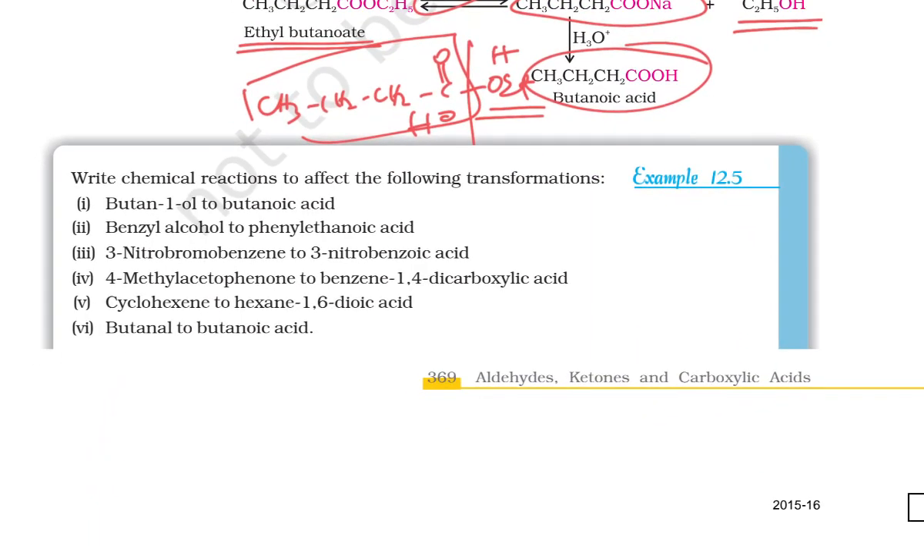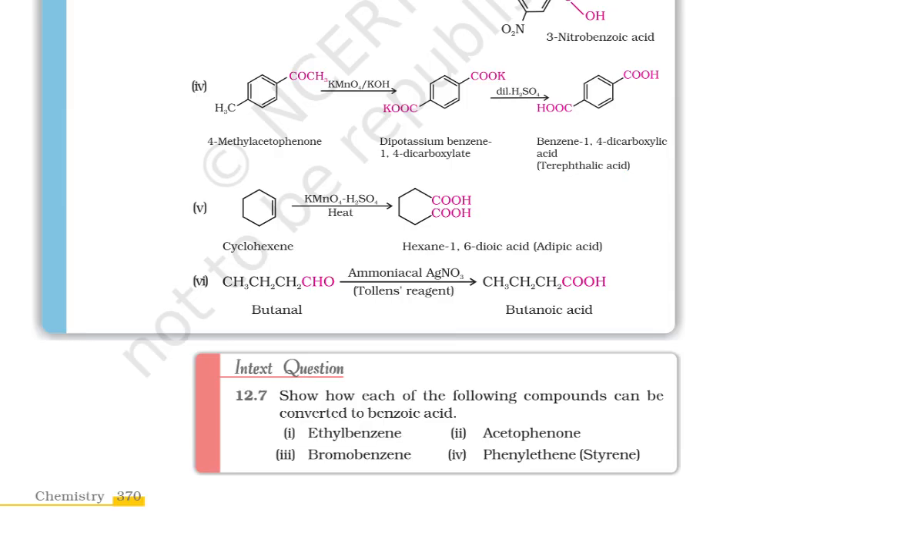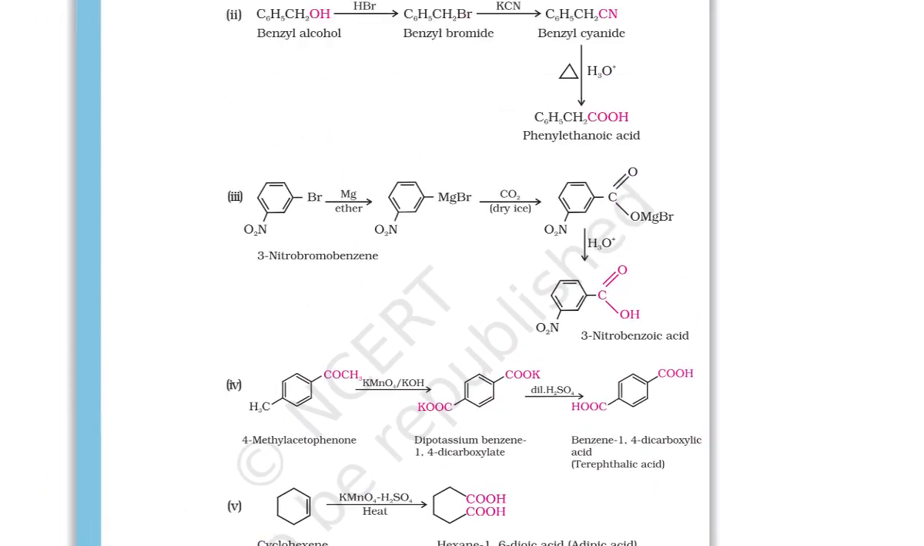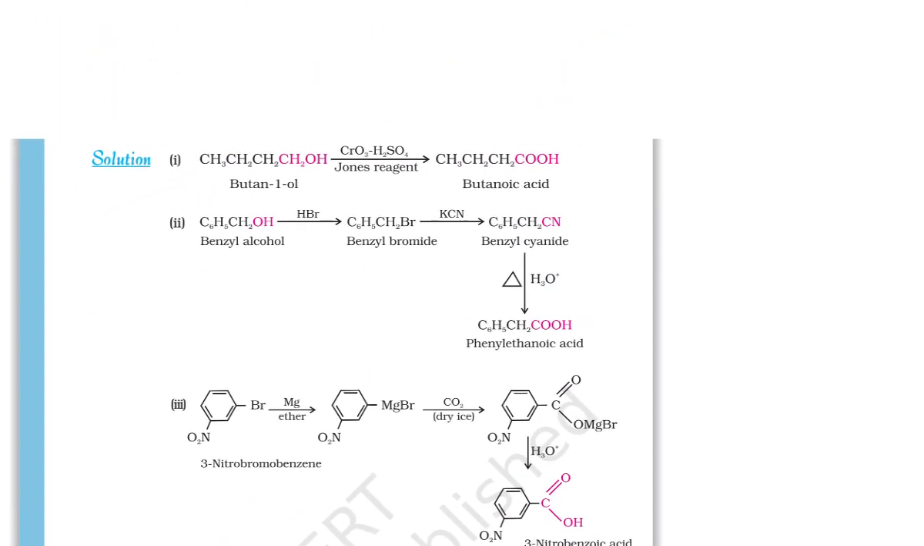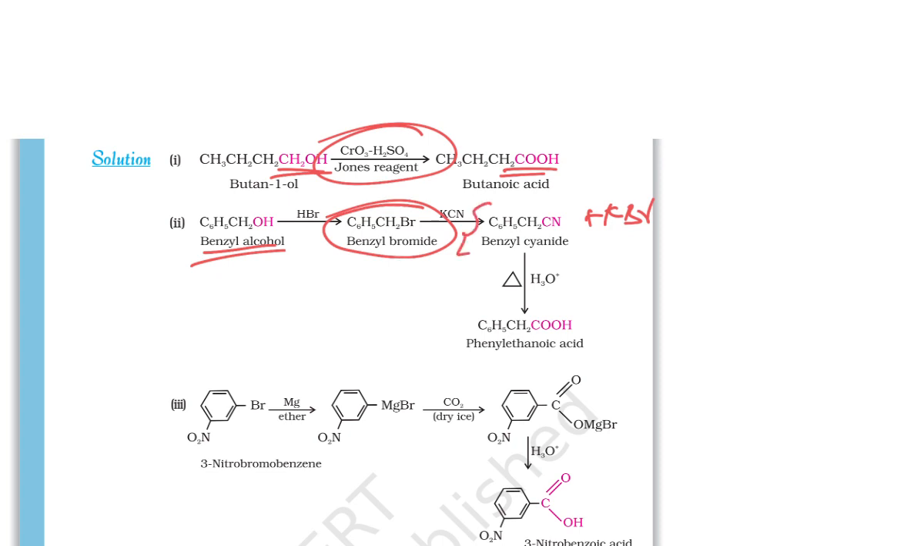Next there is a reaction. What reagent do we need to use in order to convert this into the product? It is there on the next page. Look here, the first reaction. This is a primary alcohol, right? This primary alcohol oxidizes to acid in the presence of a strong oxidizing agent, that is Jones reagent. This is also a primary alcohol, which can be converted into benzyl bromide. When it reacts with KCN, KBr gets eliminated and we get benzyl cyanide. Benzyl cyanide on hydrolysis gives phenylethanoic acid.